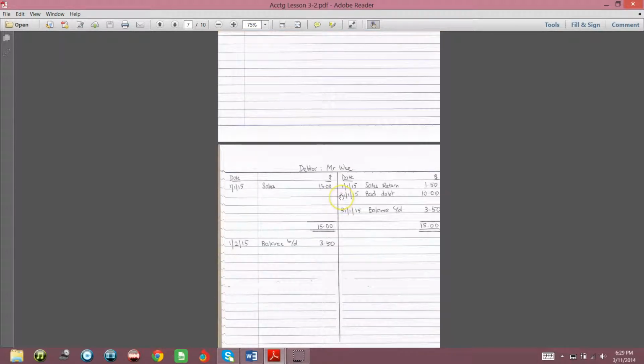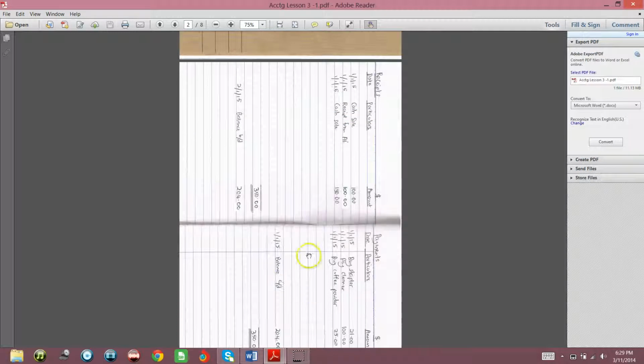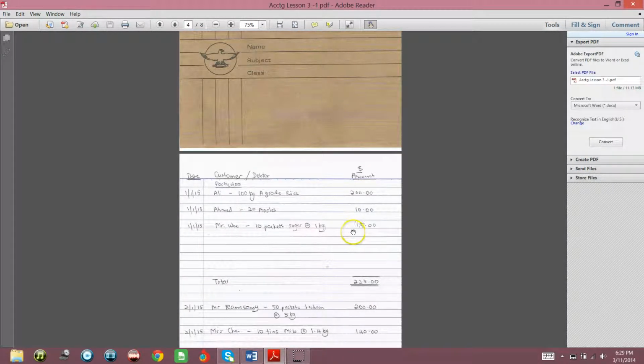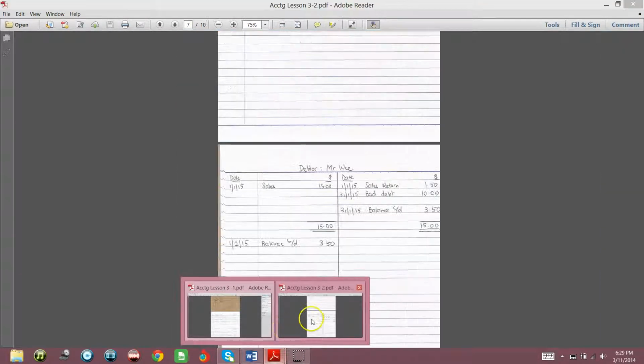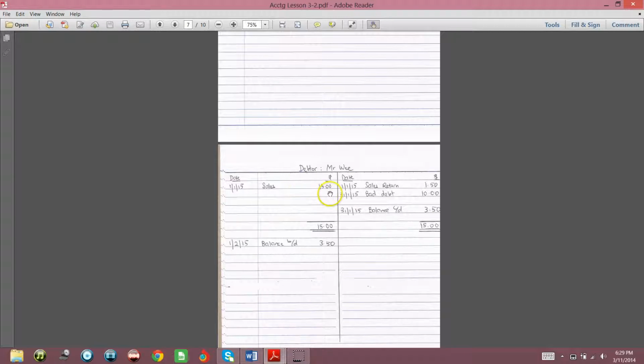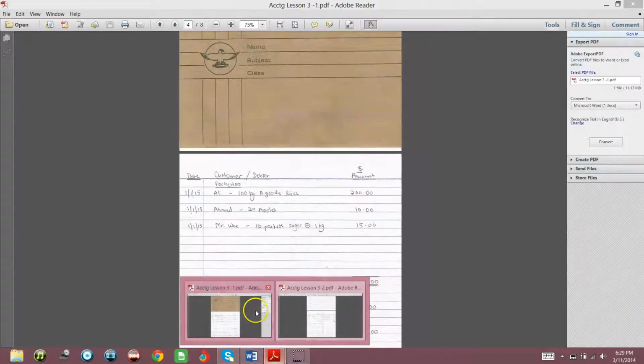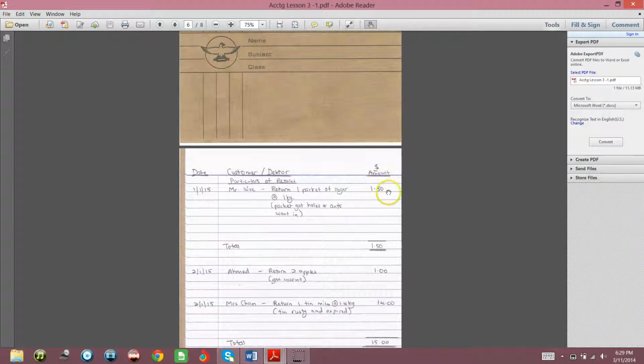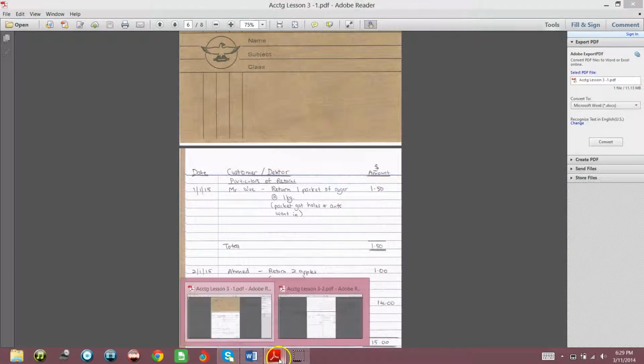And then also, for example, debtor Mr. V. This information he will take from the book of prime entry. Okay, so this one is the sales journal. Mr. V purchased on 1st of January 10 packets of sugar. So he will record it in this debtors Mr. V account. Then after that, he will also look at the sales return book. Okay, sales return here. Mr. V returned $1.50, so he puts it in the sales return book.